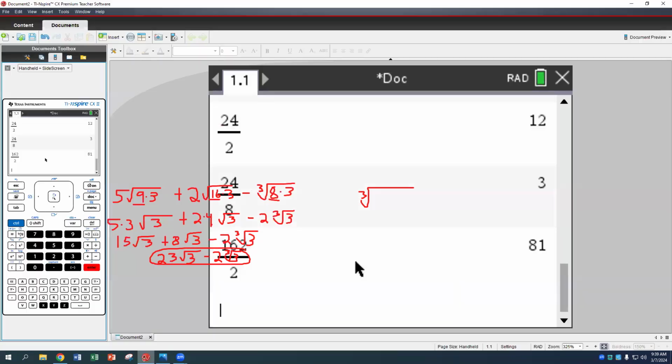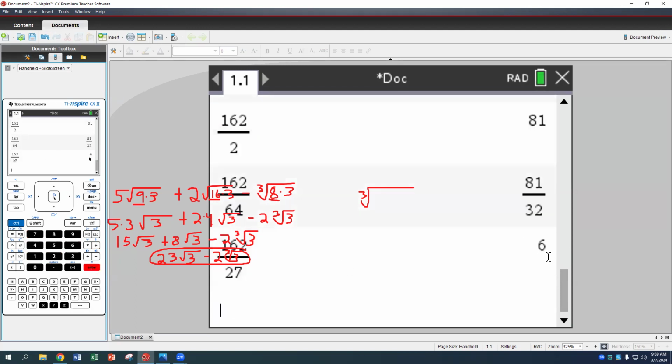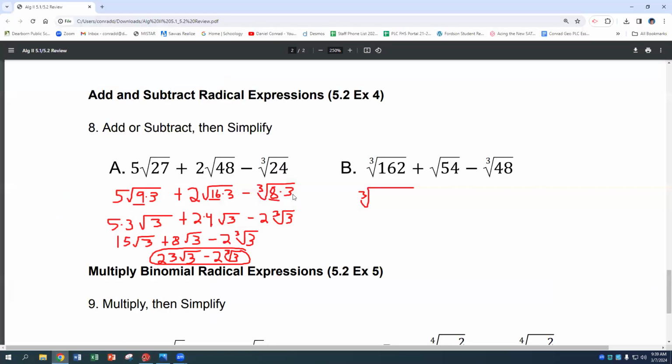So I'm going to try 64 first. Okay, 162 divided by 64 doesn't work. It's a fraction. 162 divided by 27 is 6. That's a whole number, so that one works. So I'm going to split it up into 27 times 6. Okay, 27 times 6 plus square root 54.